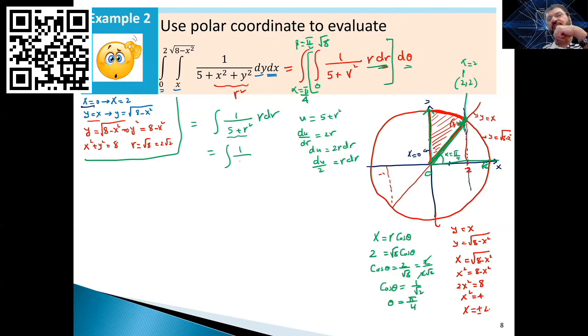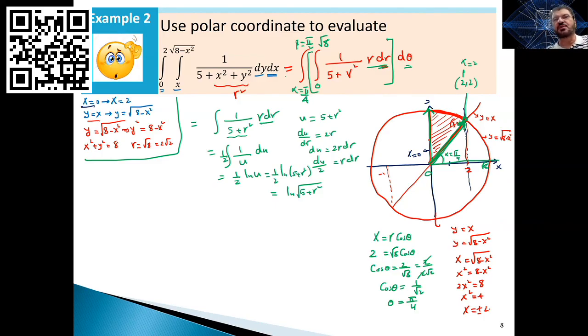I call the denominator u, and r dr is du over 2. This 2, I can take it out. What do we know about this integral, guys? This is half ln u, isn't it? The integration of that is ln u. But what's u? u is 5 plus r squared. So ln of 5 plus r squared. Bring the half up. So this is going to be ln of the square root of 5 plus r squared, because it's half.